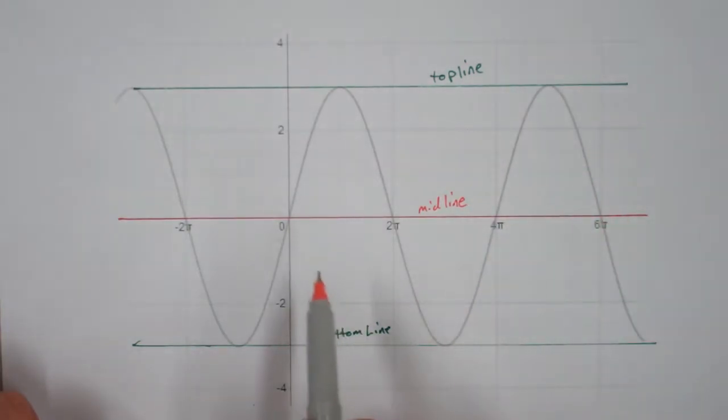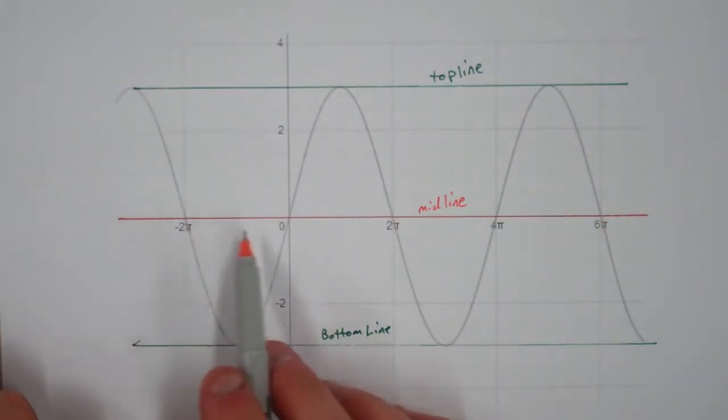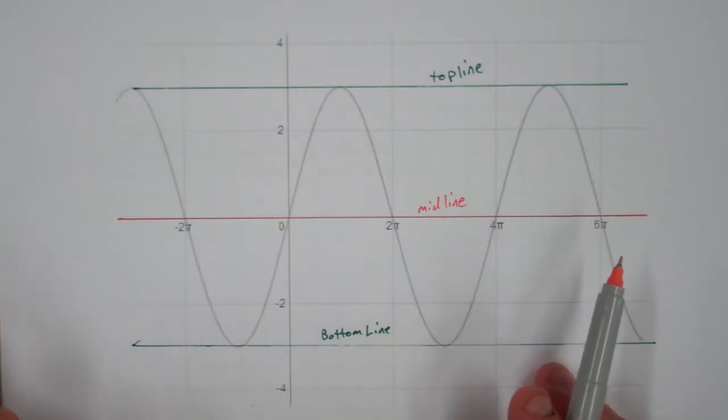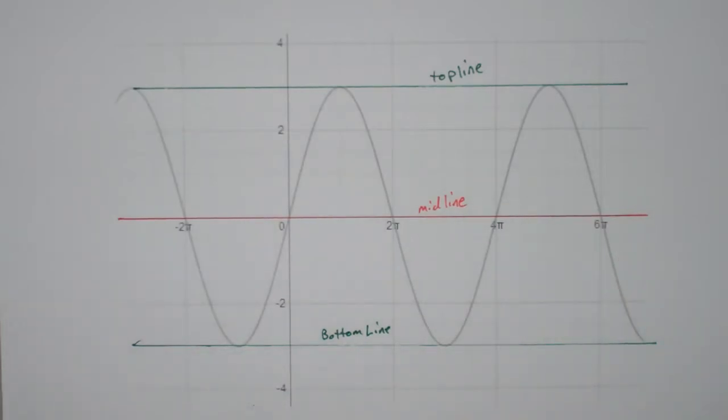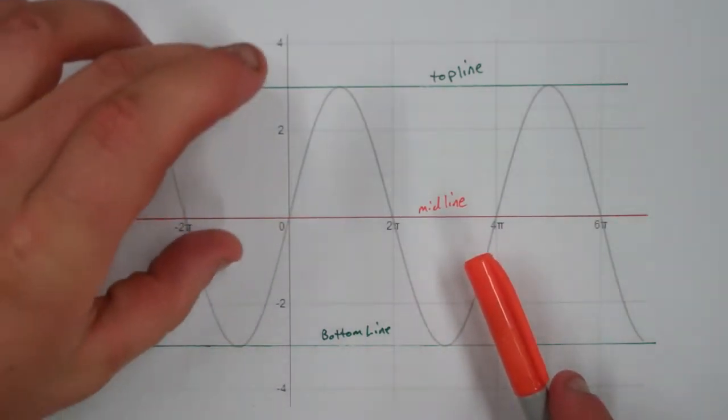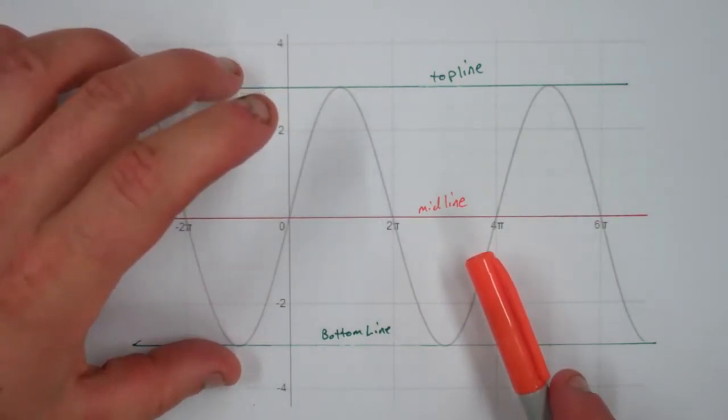This function happens to be, the midline happens to be right on the x-axis. That's not always the case. However, in this one it seems to be the case. The midline, of course, just splits the top and the bottom line. It's the middle of the graph.